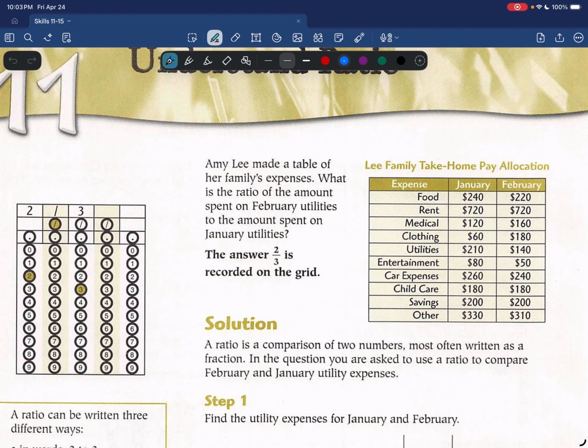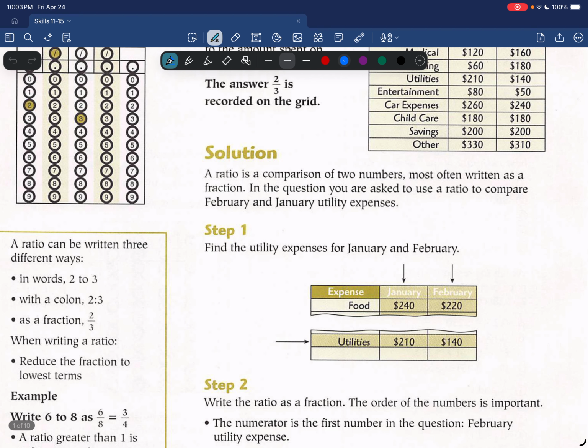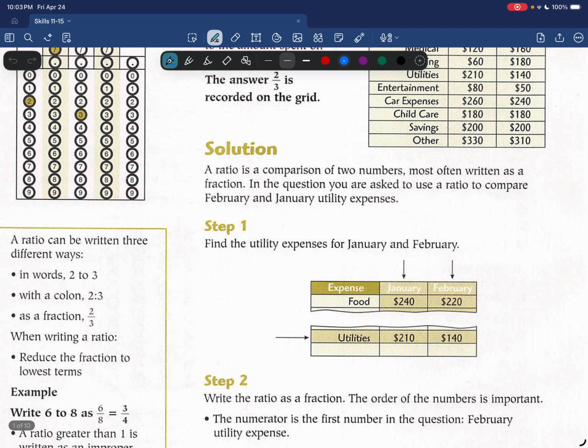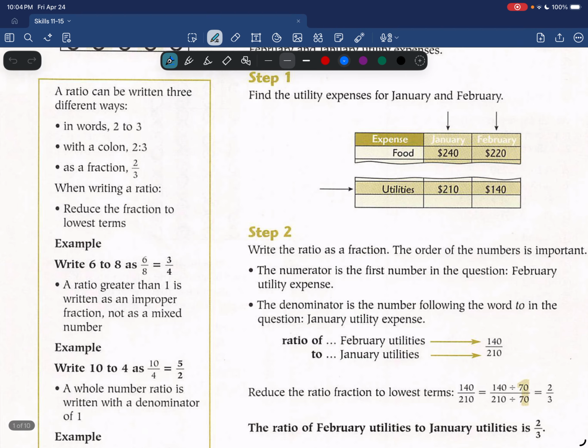And in the table, you see that she has broken down all of her expenses for 2 months. Title of the table is Lee Family Take-Home Pay Allocation. Solution. A ratio is a comparison of two numbers, most often written as a fraction. Before I continue, let's look over here at this box to the left.